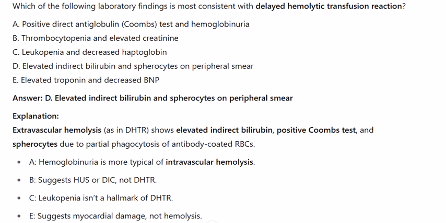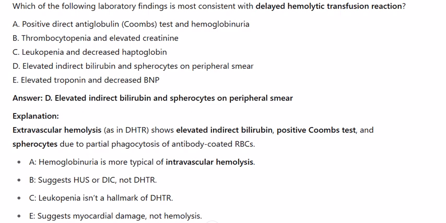Answer: D. Elevated indirect bilirubin and spherocytes on peripheral smear. Extravascular hemolysis, as in DHTR, shows elevated indirect bilirubin, positive Coombs test, and spherocytes due to partial phagocytosis of antibody-coated RBCs. A. Hemoglobinuria is more typical of intravascular hemolysis. B. Suggests HUS or DIC, not DHTR. C. Leukopenia isn't a hallmark of DHTR. E. Suggests myocardial damage, not hemolysis.